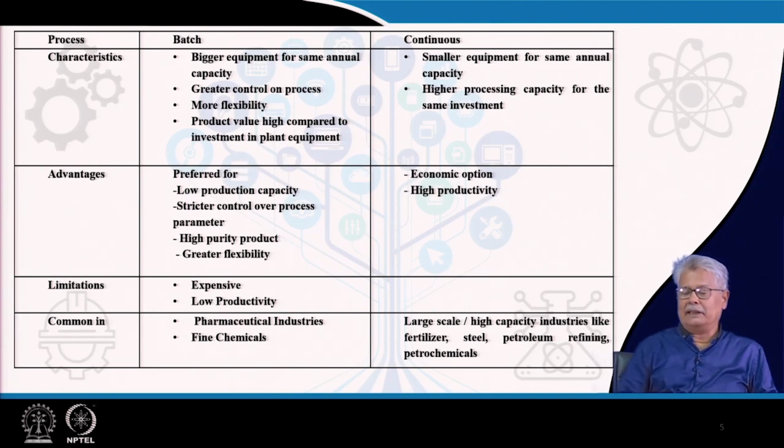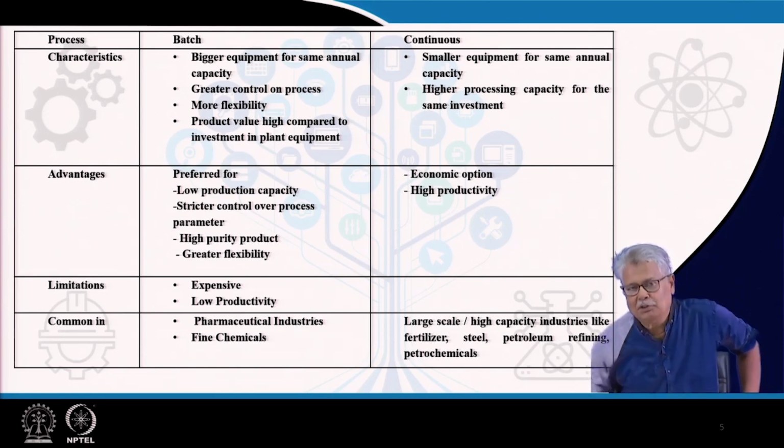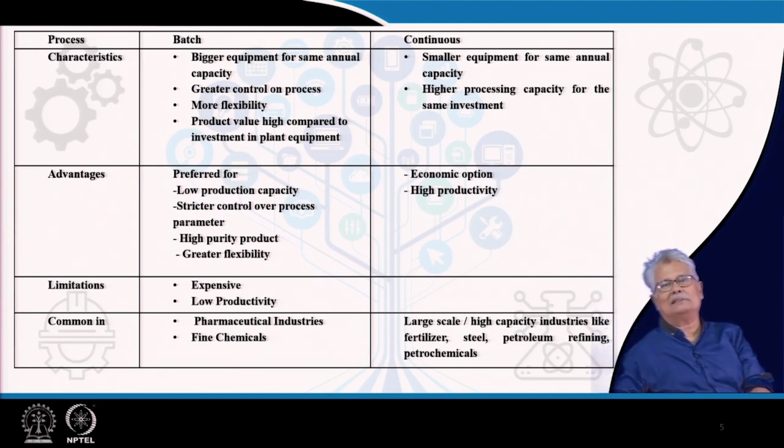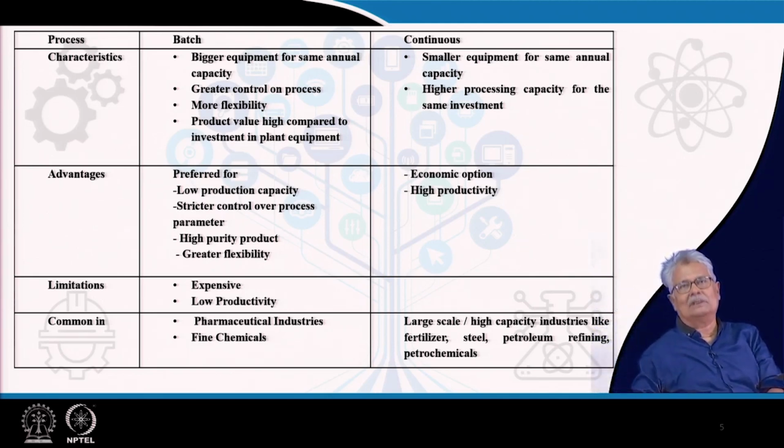In case of continuous processing, you definitely do have a smaller equipment. You have a higher processing capacity for the same equipment size, and that's basically a rewording of what I have just now said. If you are talking about the advantages of batch, we definitely will prefer it for low production capacity, because if we really want to have a large batch, our equipment size has to be huge. Whenever we require a stricter control, we usually prefer a batch.